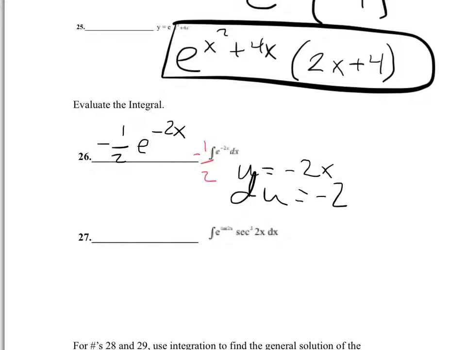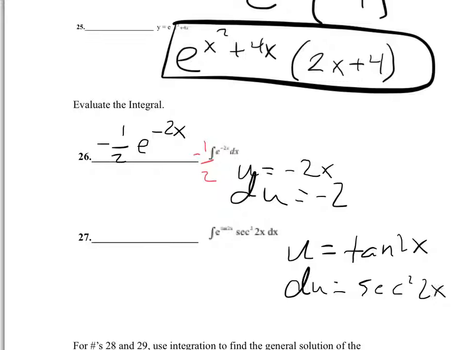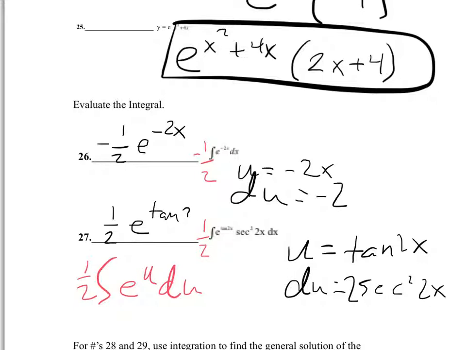Number 27. Let's see, the exponent is tangent of 2x. The derivative of that is secant squared of 2x times 2. So I don't have a 2 anywhere, so I'll just put a 1/2 out in front. So then I have 1/2 the integral of e to the u du. So my answer should just be 1/2 e to the tangent of 2x plus c. Oh, I forgot the plus c on number 26.